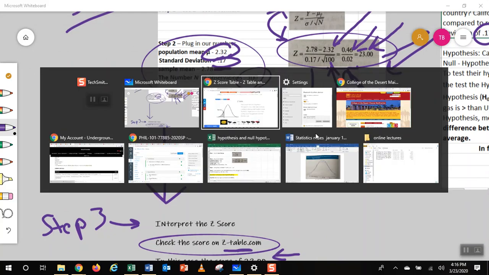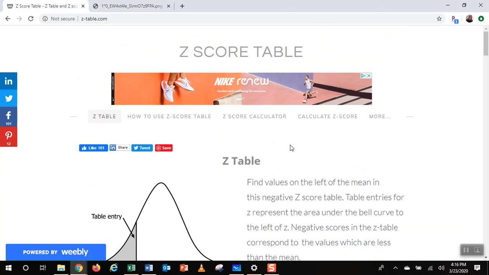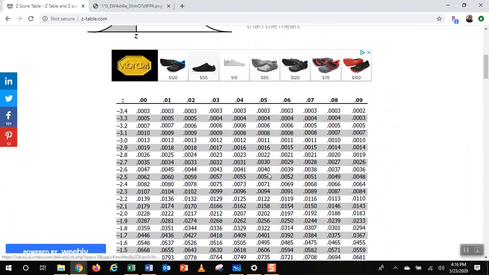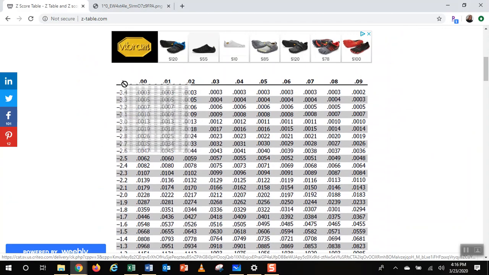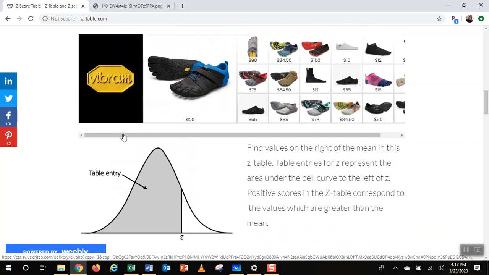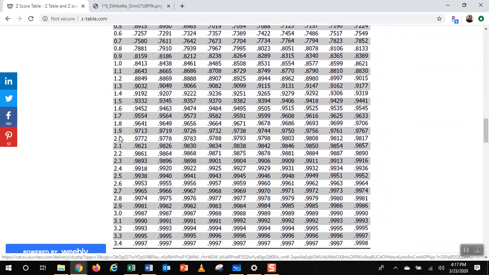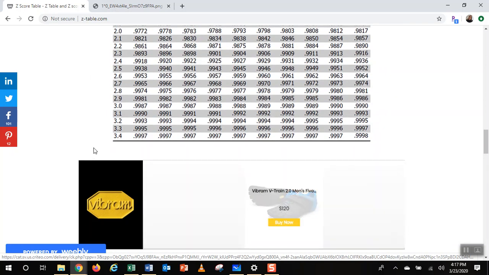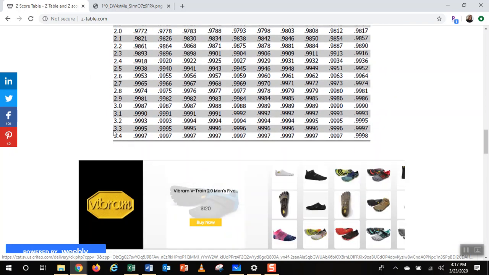So what I actually do then is go to the z-score table, and we look in this column right over here. See where my cursor is. These are the z-scores, like negative 3.4, negative 3.3, and so on. We want to try to find the z-score of 23. It's a positive number, so we go down and down and down, and it looks like it stops at a z-score of 3.4.